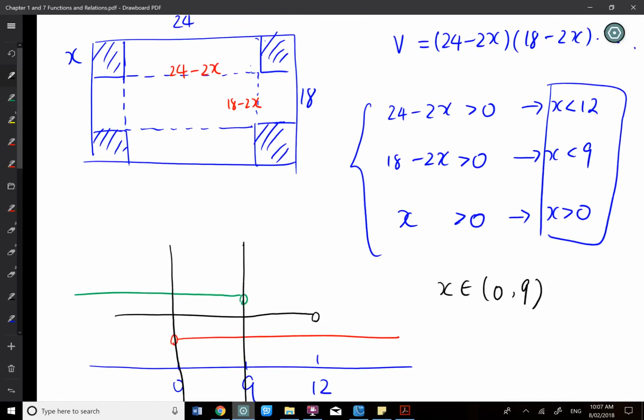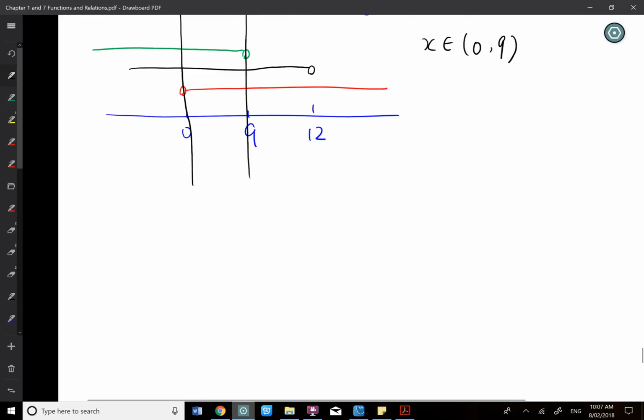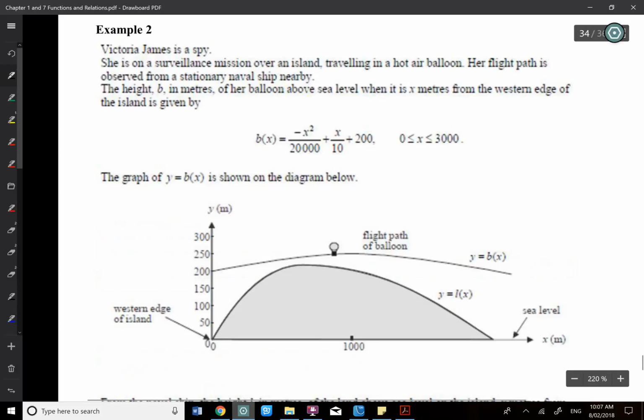It's an easy question, but the idea is what you need to think about to find the domain. If it's a measurement question, what you need to think about is the length. Length can't be negative. If length is not negative, your area and your volume can't be negative. So that's where you will start to do this problem. Any questions for that one? If not, we'll go to example 2.